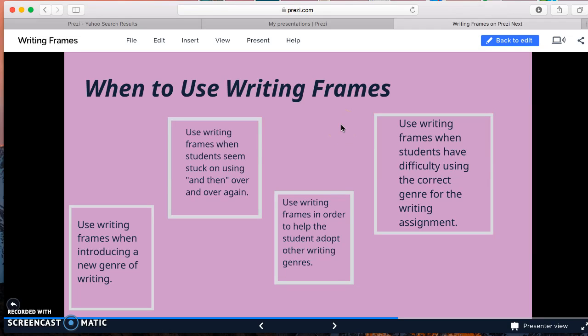Another reason I use writing frames might be for sequencing and also introducing transition words. I think that is another reason to use writing frames.